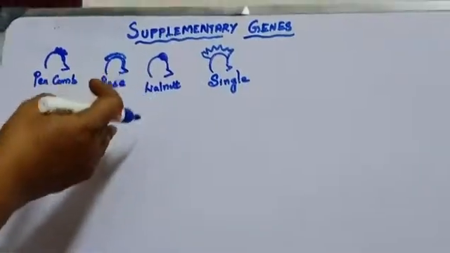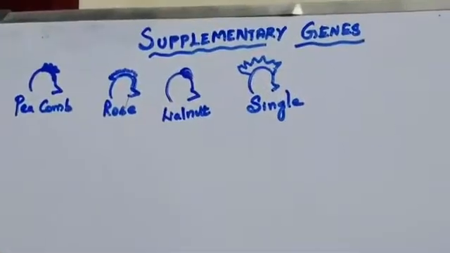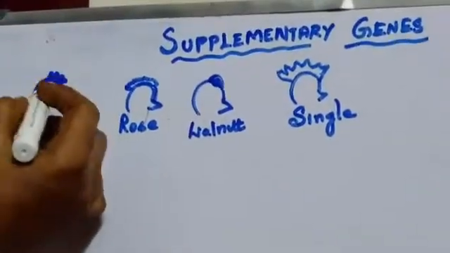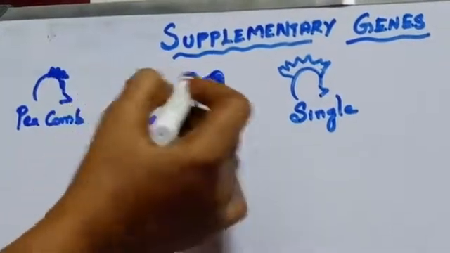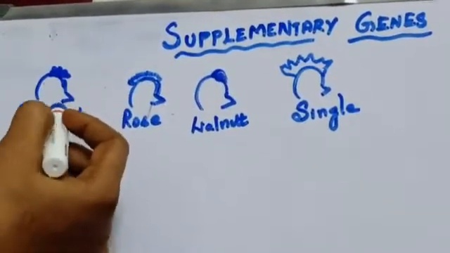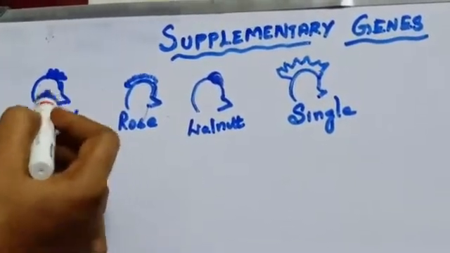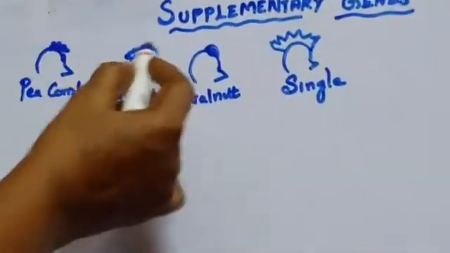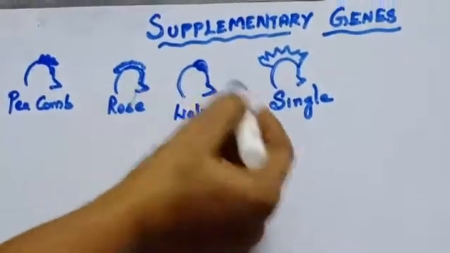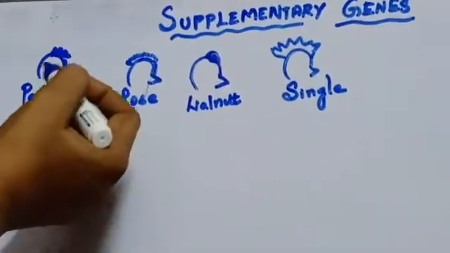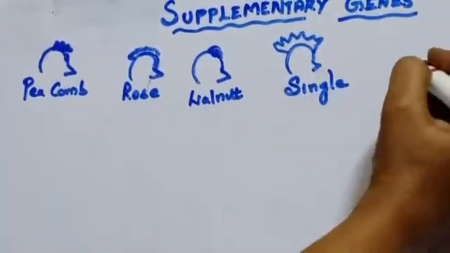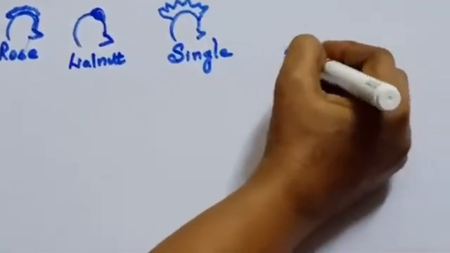Now let us see the example for supplementary gene. See, in case of the comb, the shape of comb in poultry. You can see different types of comb in poultry. See, the comb character is controlled by two genes. That is, each comb character is controlled by two genes.